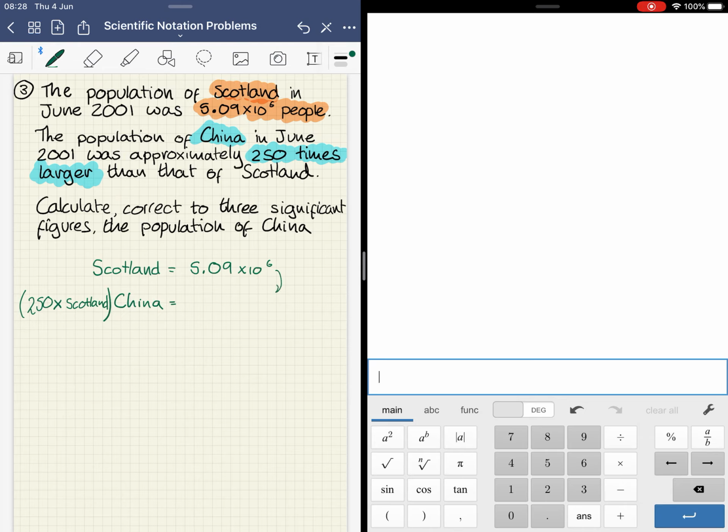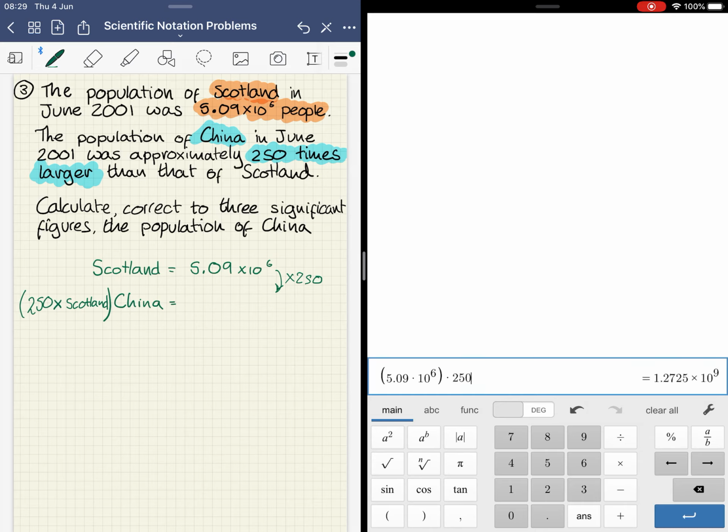And so therefore I just got to take this number here and times it by 250. So again, putting in brackets, 5.09 times 10 to the 6. And make sure when you're up here with the power, you do press the arrow sign to go back down. You see how my little line cursor bit moves down. Make sure you are back down, otherwise you'll get errors on your calculator.